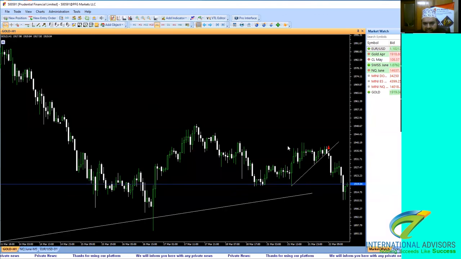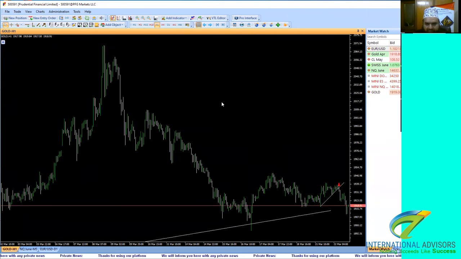So what second thing do we have to look for? SL. For SL, we need price above this point or below this point. Anyone? Above. Above. Good to know at least you guys are picking up some basic points.